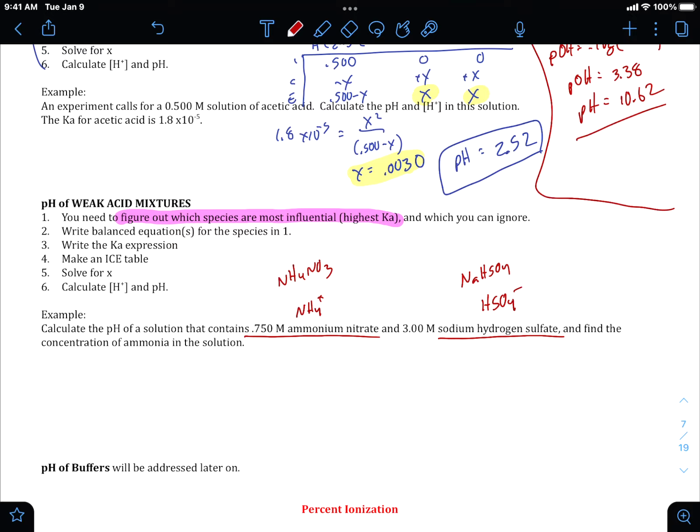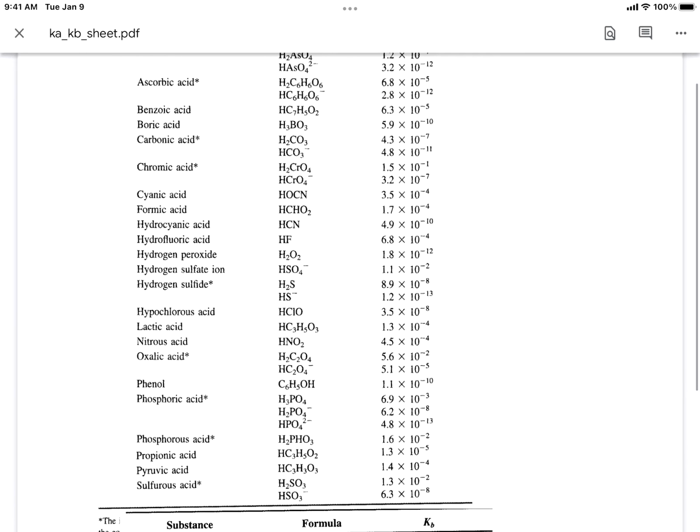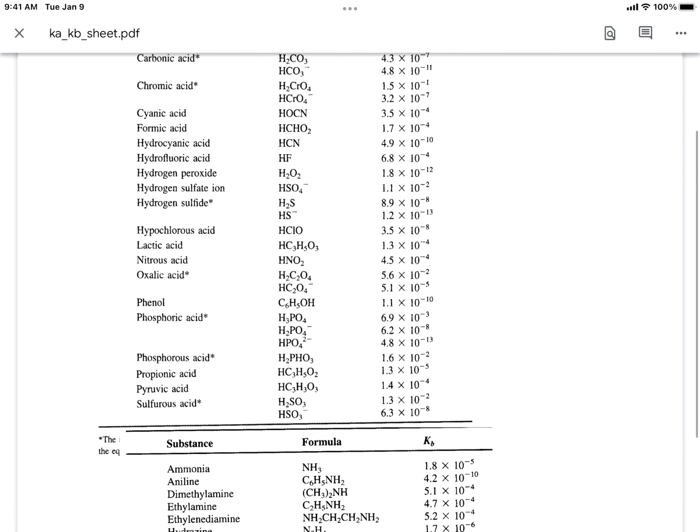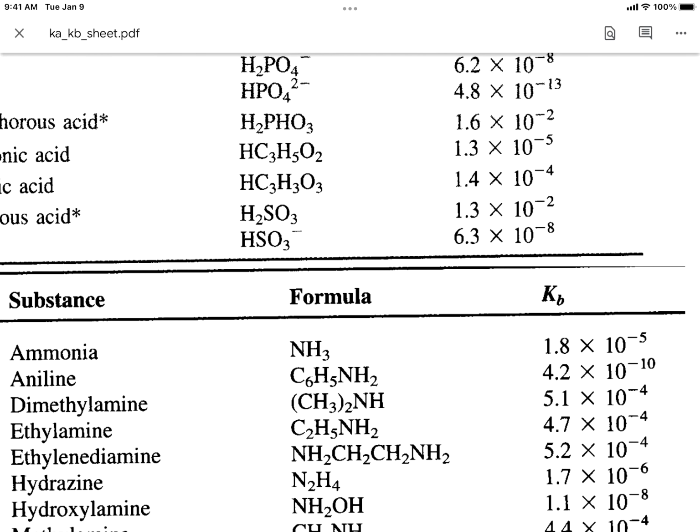Where could I possibly find such information? Oh, how about a helpful Ka sheet that is posted in the unit folder? It's called the Ka-Kb sheet. It's a very imaginative name, all right? So I had two acids, and let's see, is ammonium here? Oh, ammonium is not here. Oh, but look what is. Ammonia is here, but that's a base. How is a base and its Kb value going to help me in my quest to find a Ka value? How do I find that?